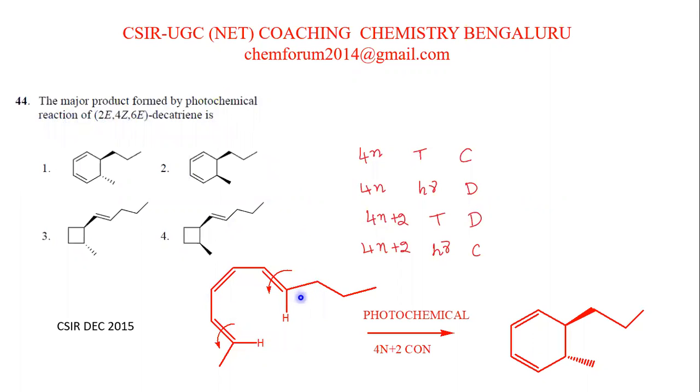This is a decane system with three double bonds, and the geometry of the double bonds is given here. 2E, the double bond at the second position, is a trans double bond, and if you start numbering from this end, it would be 1, 2, 3, 4, 5, 6, 7, 8, 9, 10. So the double bond at the second position must be trans as it is given here, and the double bond at the fourth position is cis, 4Z, and 6E. A trans double bond is written here.